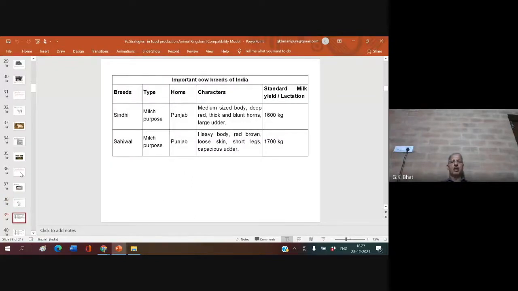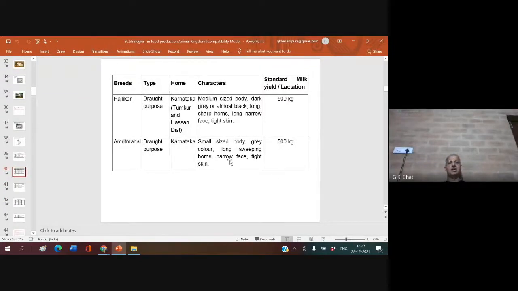Okay, so this is what I am summarizing now. Look here. Important cow breeds: Sindhi breed, milch breed from Punjab. Sahiwal breed, milch breed from Punjab. And they give milk to the extent of 1,600 to 1,700 kg. Now you see, this is Hallikar, Amrit Mahal, draught purpose. Here, the cow gives less milk, but the bullocks are very good in work, in ploughing. Ploughing is preparing the ground for sowing, and thrashing and all. So in that, they are all good.